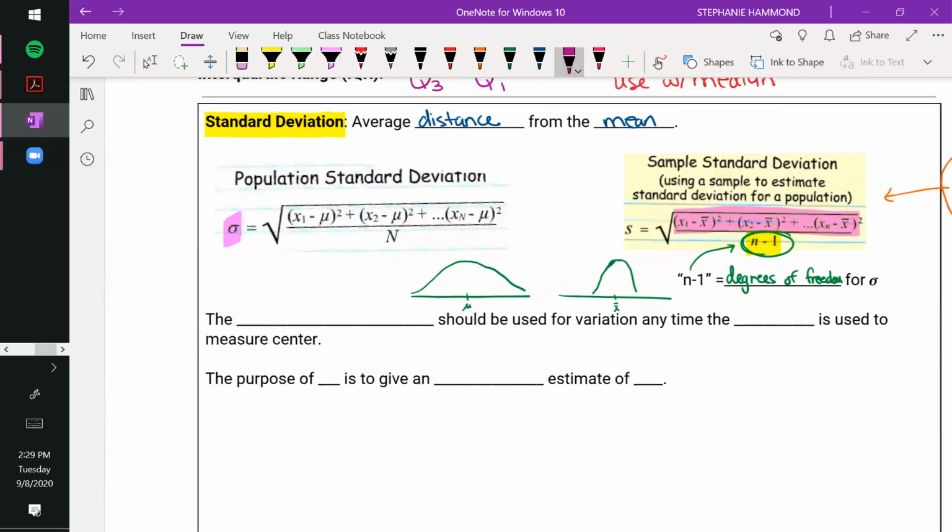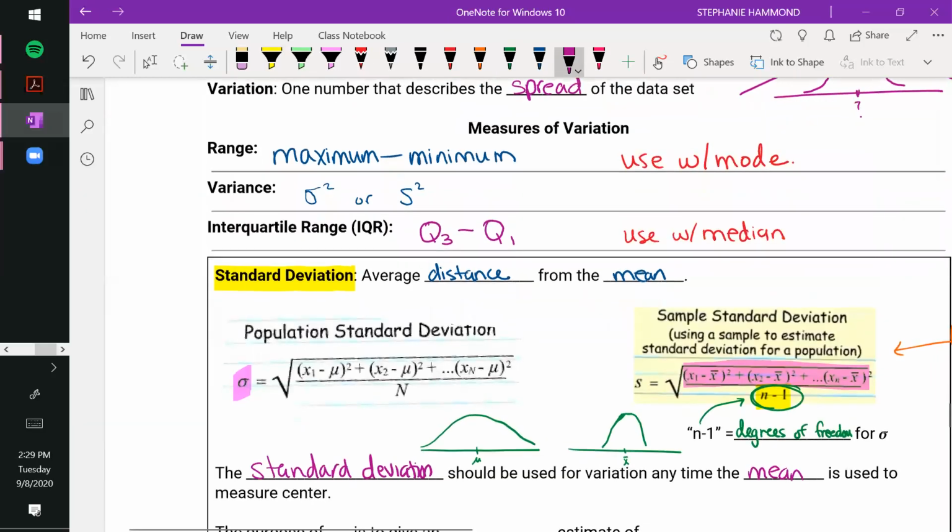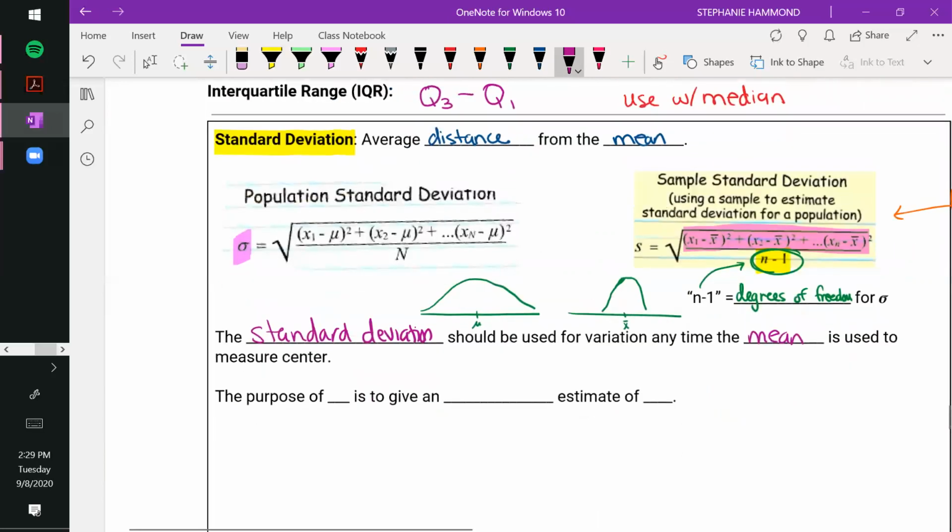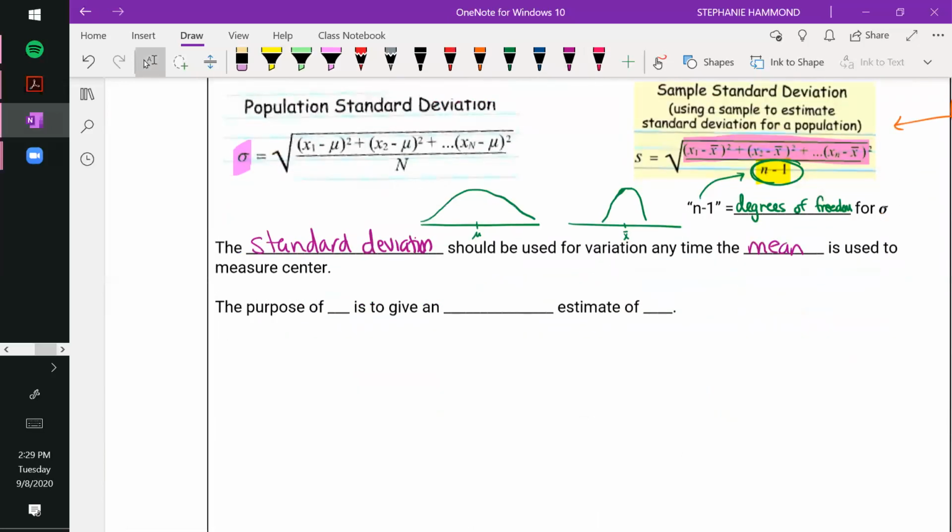So again, when do we use a standard deviation as our measure of variation? We use it anytime we want to use the mean as our center. They always get paired together. Range is paired with mode, IQR is paired with median, and the standard deviation is paired with the mean. They just go together. The purpose of our standard deviation of the sample, s, is to give an unbiased estimate of sigma, the standard deviation for our population.